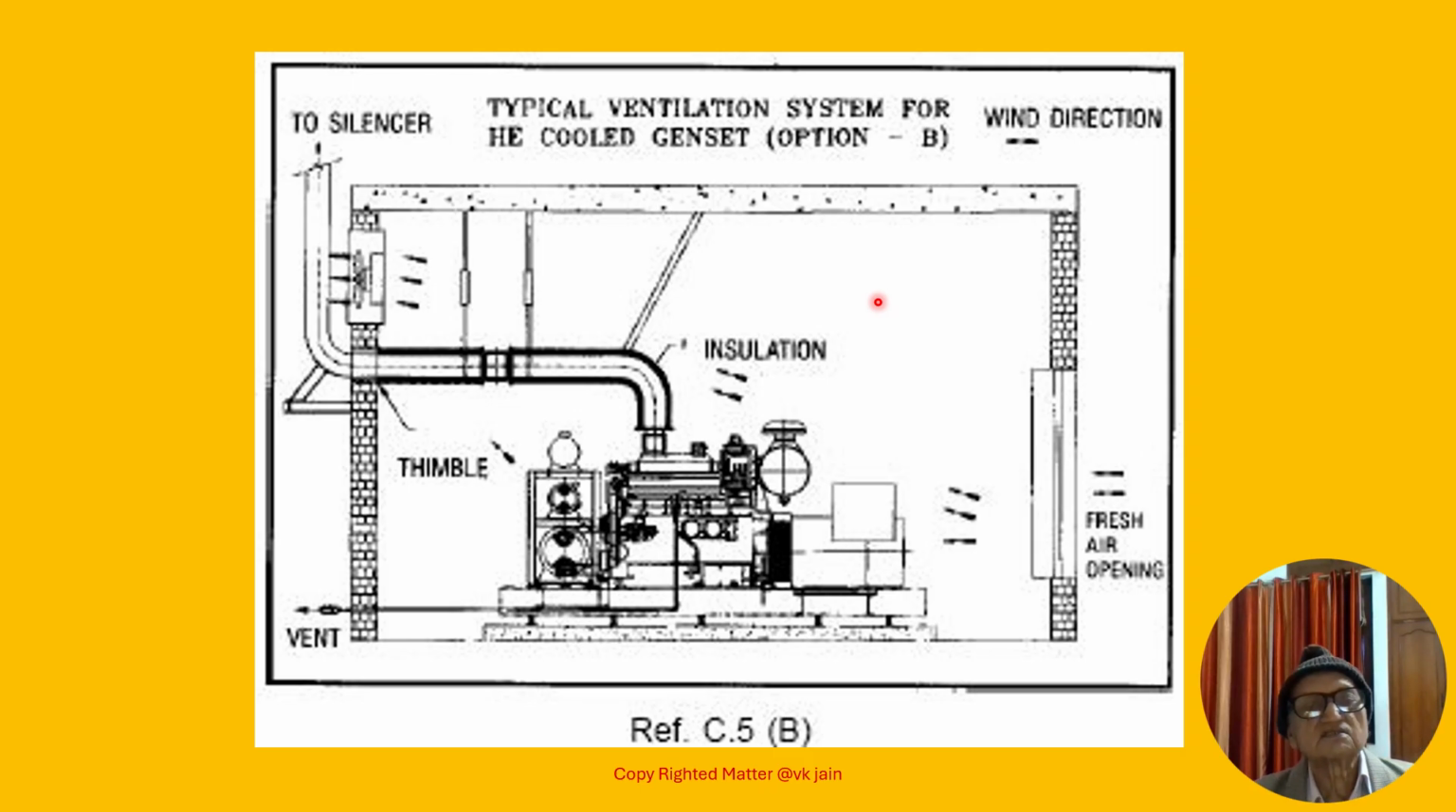Friends, this slide provides option B, the ventilation system for the air cooled generating set. In this, a fresh air opening is provided in the side wall, and an exhaust fan is provided at the top. The remaining things are the same.